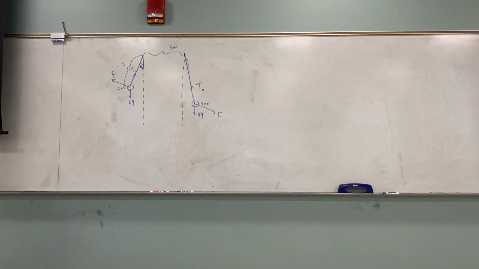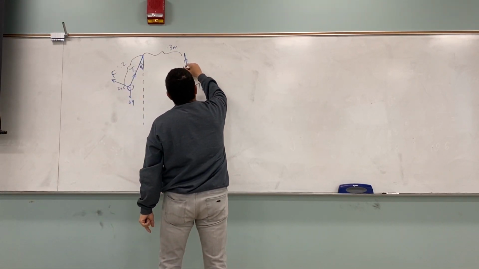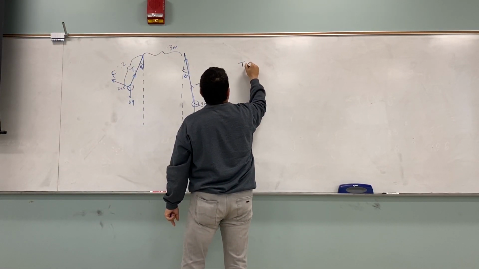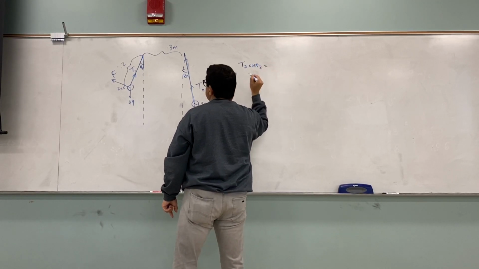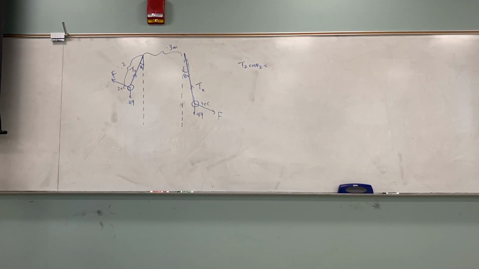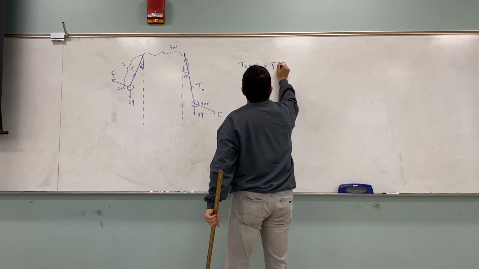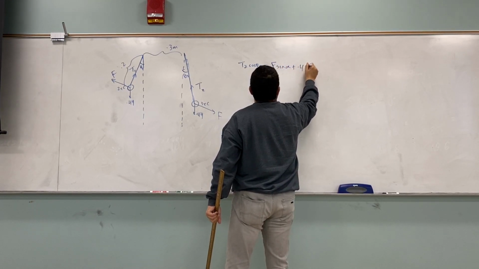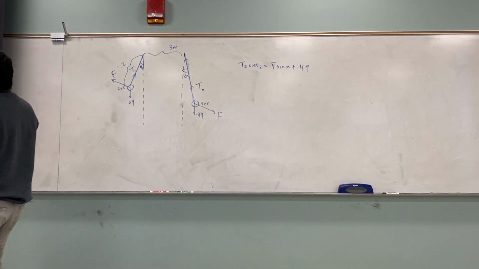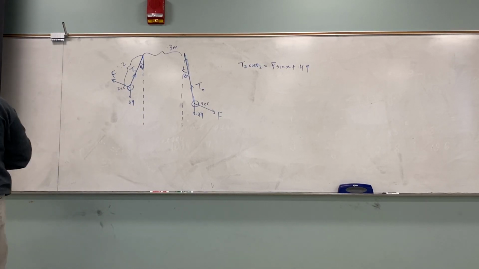T2 sine theta 2. The original 4 equations were T2 cosine theta, so this is theta 2, T2 cosine theta 2 is equal to, that's this one here. T2 cosine theta 2 is F sine alpha plus 0.49. Then you have T2 sine theta 2 is F cosine theta.